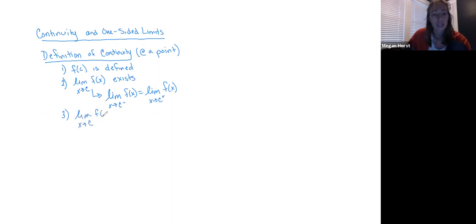So let's say we had a function, and at c we have a hole, and then it keeps on going and it's filled in right here. This function satisfies the first condition: f of c is defined at whatever this value of y is. The limit exists because they're approaching the same values, but this is not a continuous function because the limit, which we'll call L, is not equal to this value, which we'll call A. So this limit value does not equal f of c.